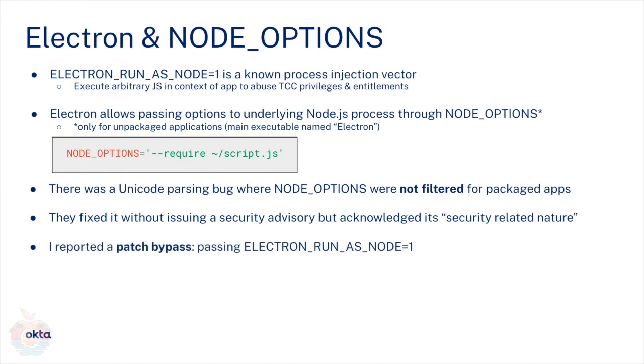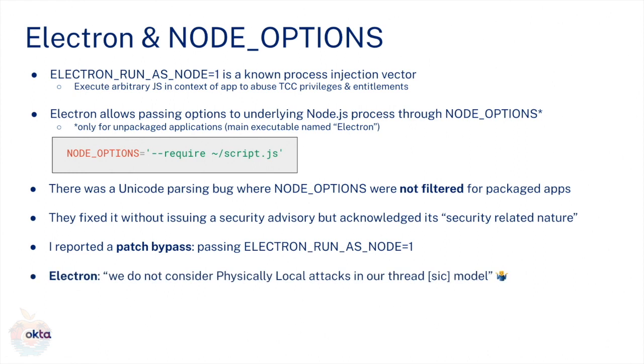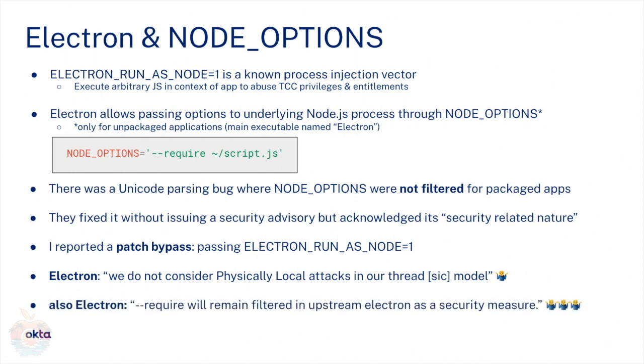Then I reported another patch bypass to them, where you just pass Electron run as node alongside node options, and node options will not be filtered on packaged apps, clearly in contradiction to their docs. And then finally, after months of ignoring me, they say, we do not consider physically local attacks in our threat model, citing Chromium or something. While once again, also elsewhere, contradicting themselves, saying require will remain filtered in upstream Electron as a security measure.